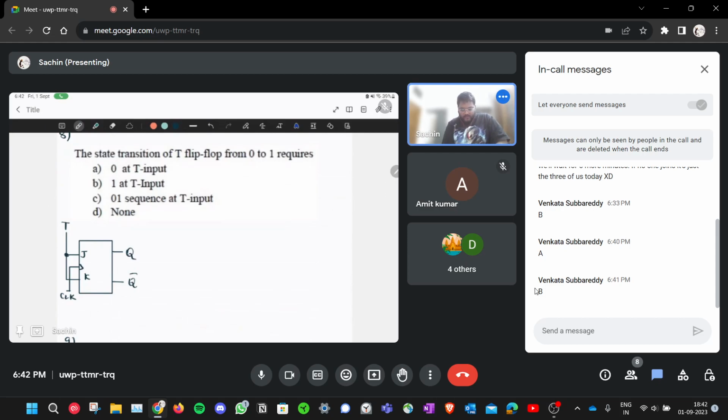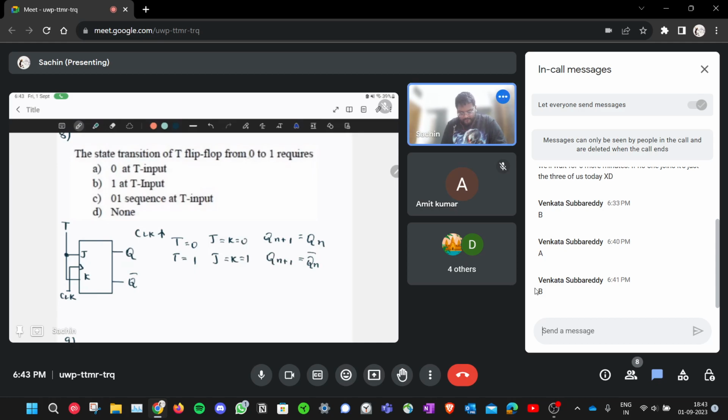So there are only two possibilities. When T is 0, J is equal to K is equal to 0, so Qn plus 1 is equal to Qn. And when T is equal to 1, J and K both are 1, so Qn plus 1 is Qn bar. And this happens when the edge of a clock pulse arrives.